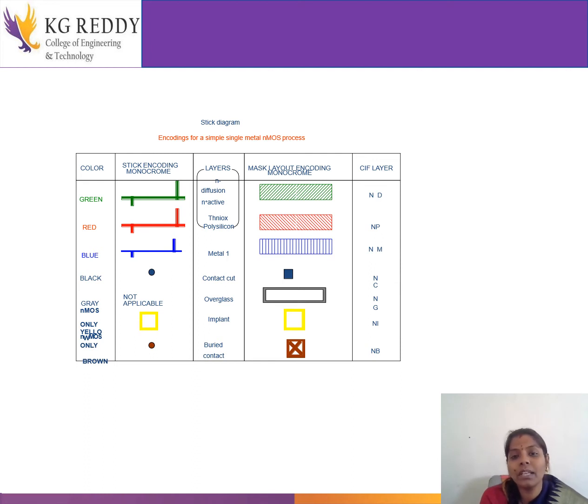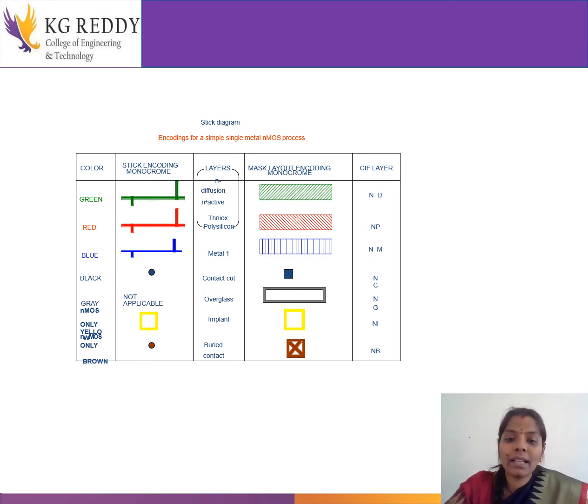How are we representing it? We are representing these stick diagrams with the help of color coding. So here it is given as green, red, blue, like this, or monochrome stick encoding. Green is used for the N diffusion, red is used for the polysilicon for the gate, and blue is used for metal one, for the metals.